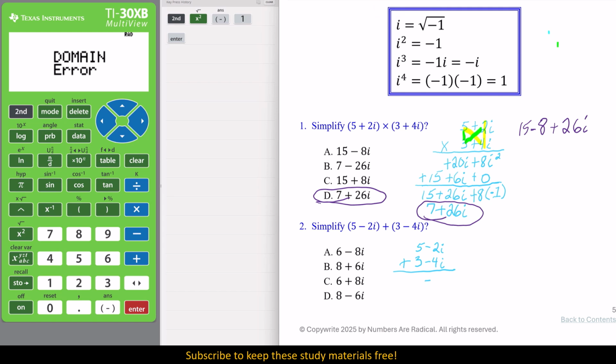Remember I'm adding, not multiplying. So this will give me -6i and 8 in front. And that looks like it's option D, which is correct. Okay, let's go to number 3.